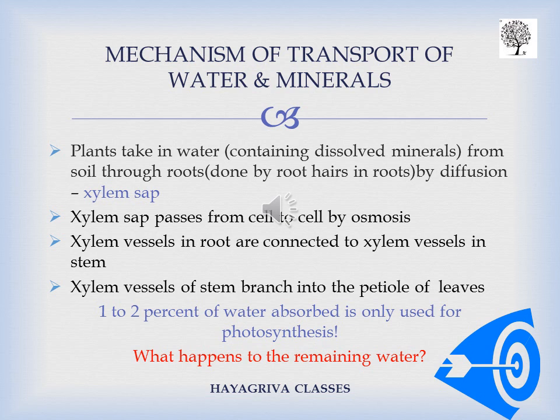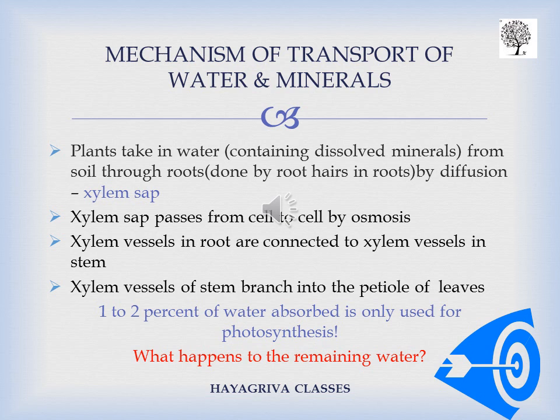So the root hair will absorb it, and from one cell to the other it will keep moving the xylem sap by the process of osmosis. Okay, the root hair will take in water by the diffusion process, but it will move from one cell to the other by osmosis. It will reach the xylem vessels in the root. The xylem vessels in the root will be connected to the xylem vessels in the stem. So slowly from the root to the stem, the xylem sap will pass.